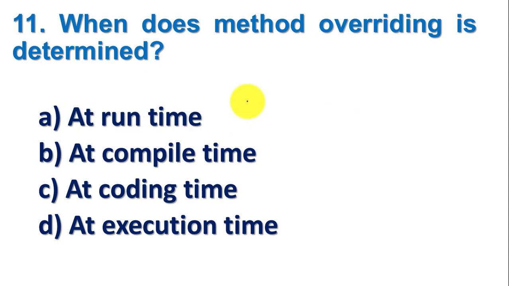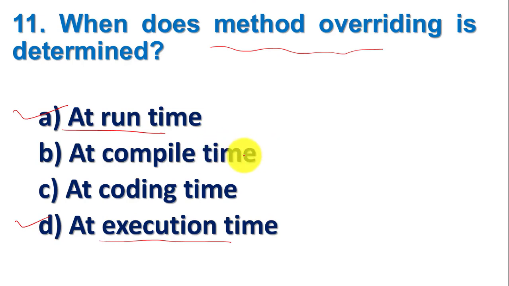11th question, when is method overriding determined? I told you already, method overriding is a runtime polymorphism, and this is decided at runtime, of course. It is also called execution time, so D is also a right answer here. Normally you will not be given A and B, D together, so any one you can choose, runtime or execution time. Both are right answers. If it's overloading, then compile time would be the right answer, which is not right here. Coding time, no, there is no polymorphism at coding time.